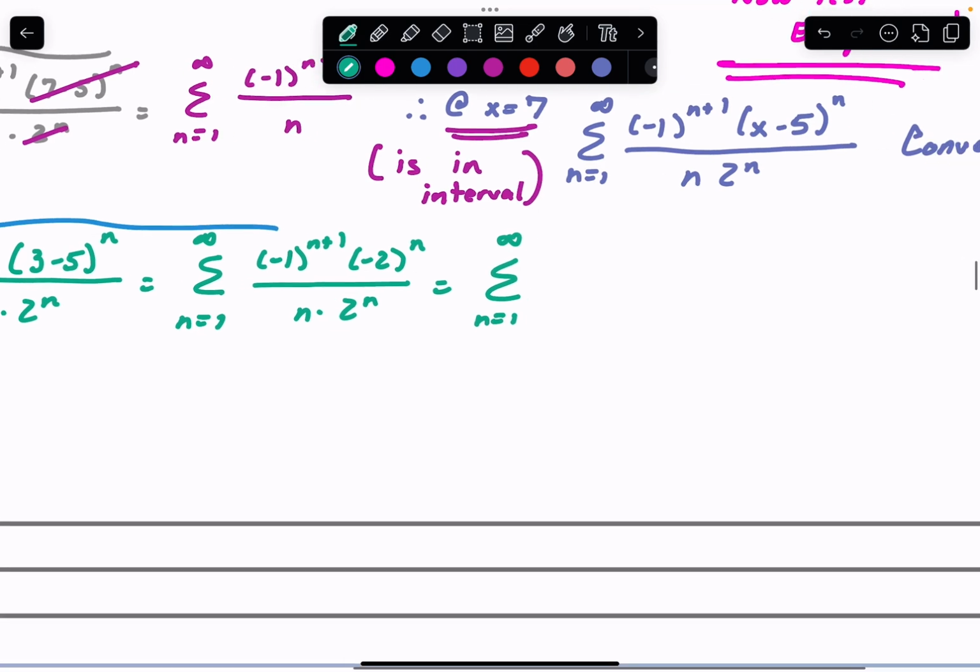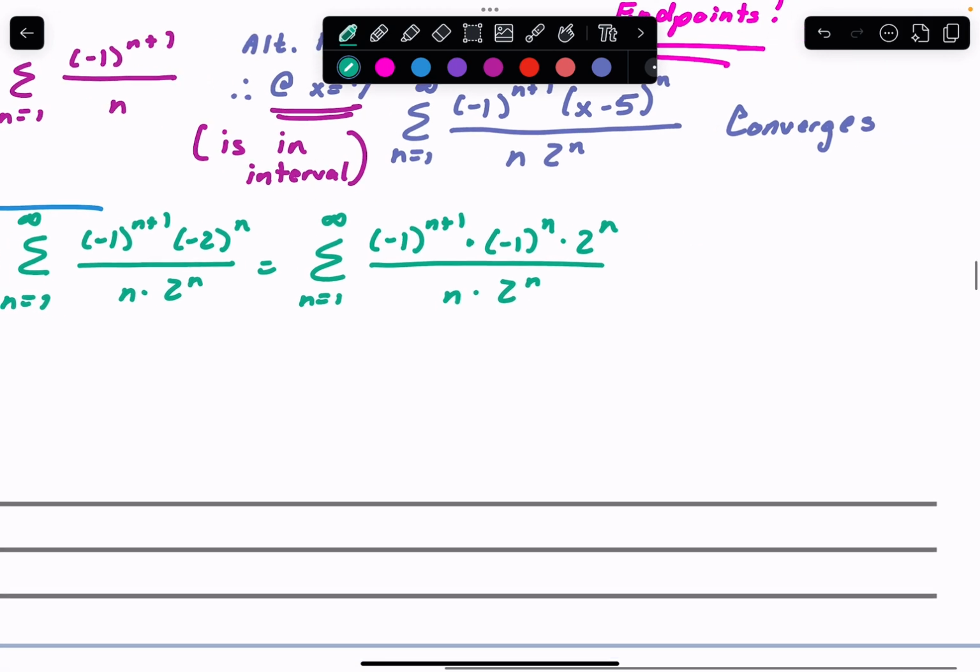So what we have here is a negative 1 to the n plus 1 times a negative 1 to the n times 2 to the n. You can break this up into negative 1 to the n and 2 to the n. So n, 2 to the n. So now I have some reducing happening. Now this, oh, sorry about that. This is the same base. What are you supposed to do with the exponents? Oh, you're supposed to add them. So now this is negative 1 to the 2n plus 1 over n.